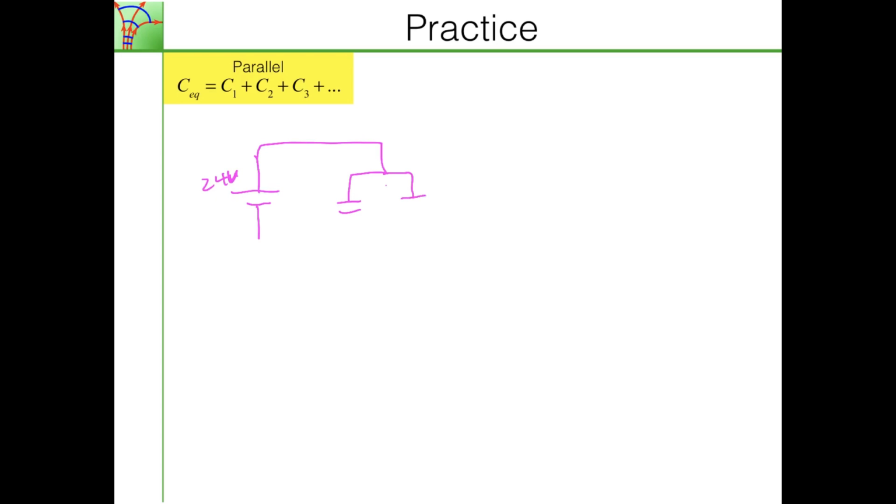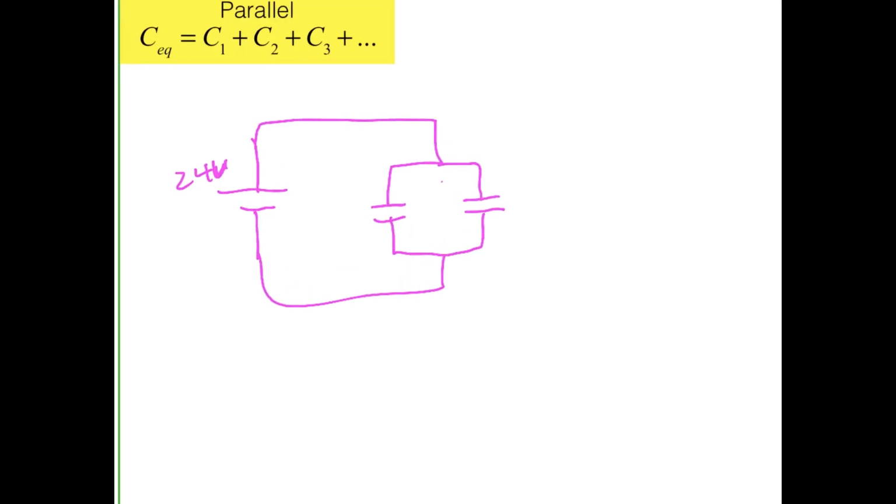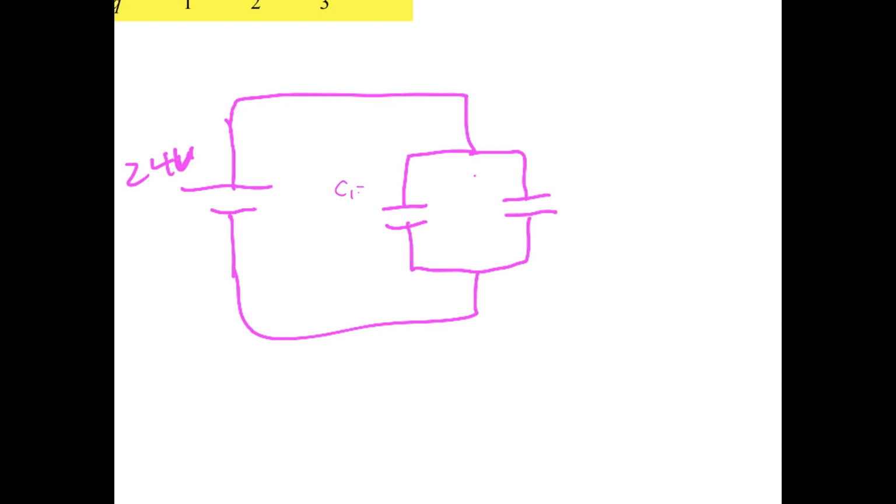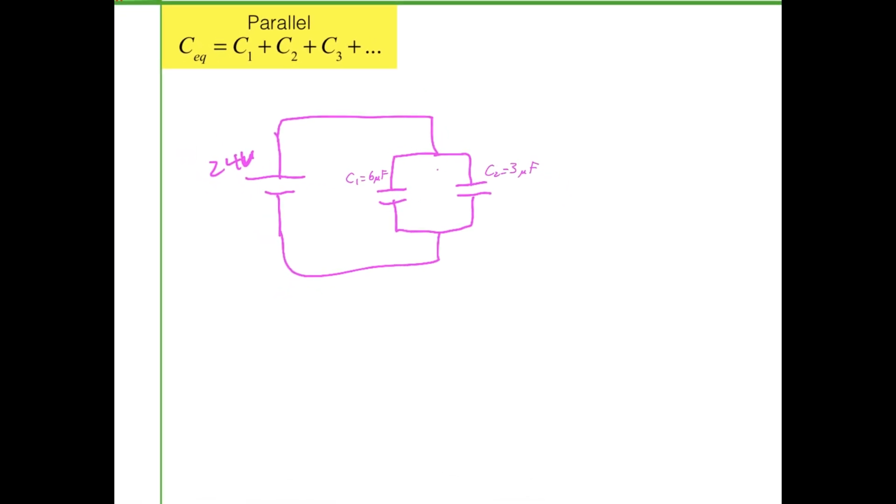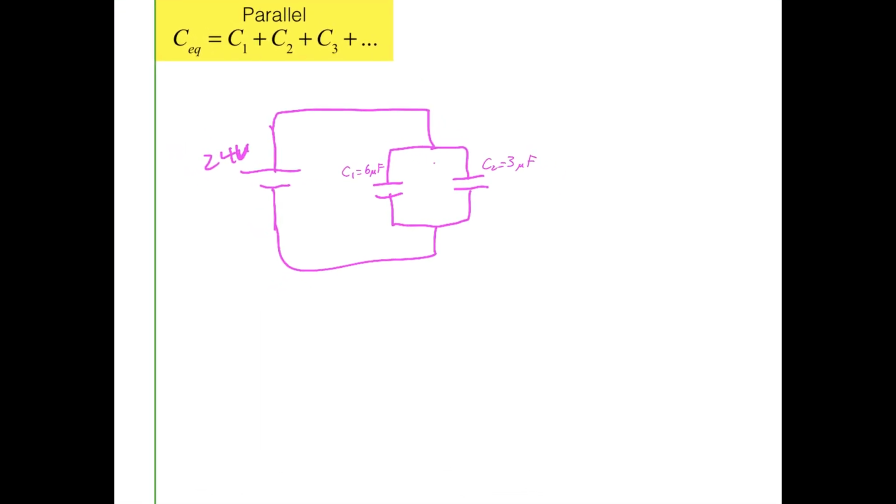So you see how this is also in parallel. I'm going to call this capacitor C1, which is going to be 6 microfarads, and C2 is going to be 3 microfarads. So we have a battery attached across 2 capacitors, and I want to be able to rewrite that as a single circuit. The battery stays the same, and I want to combine those two into a single equivalent capacitance.